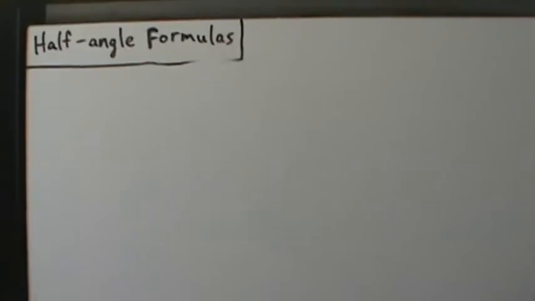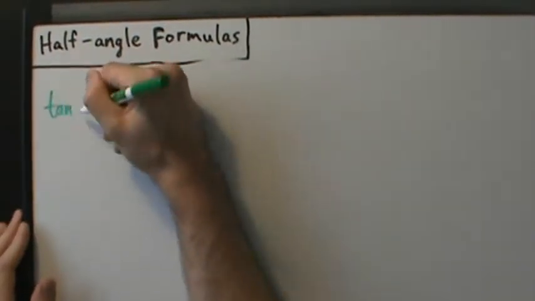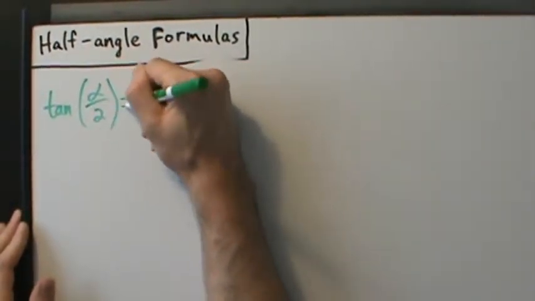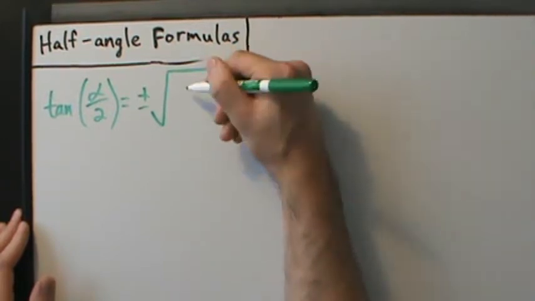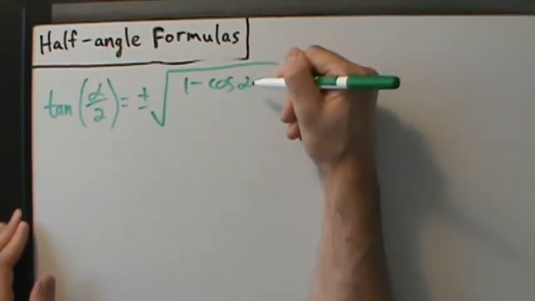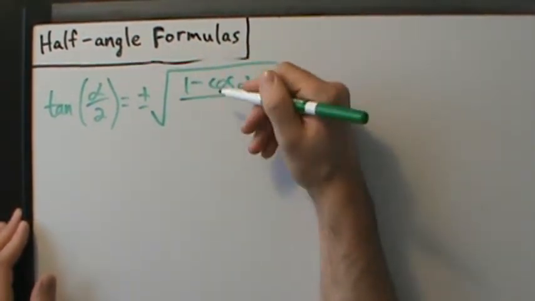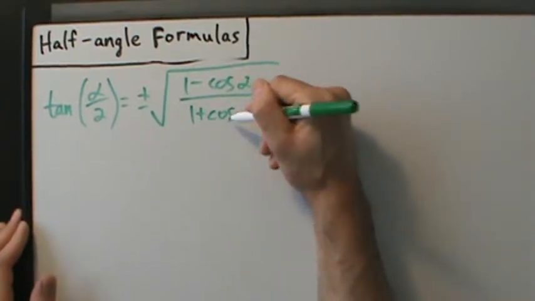Okay, so if we start with tangent of alpha over 2 equals plus or minus the square root of 1 minus cosine alpha over 1 plus cosine alpha. Okay, we'll start with that.